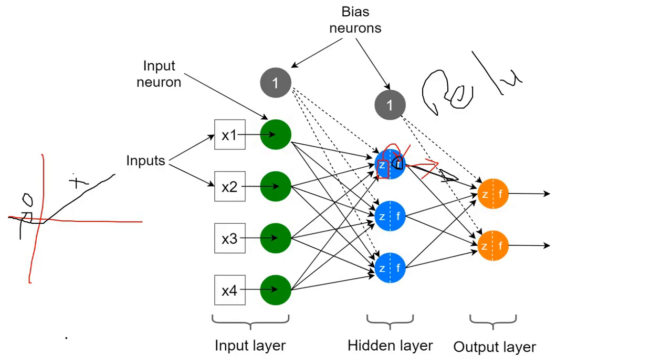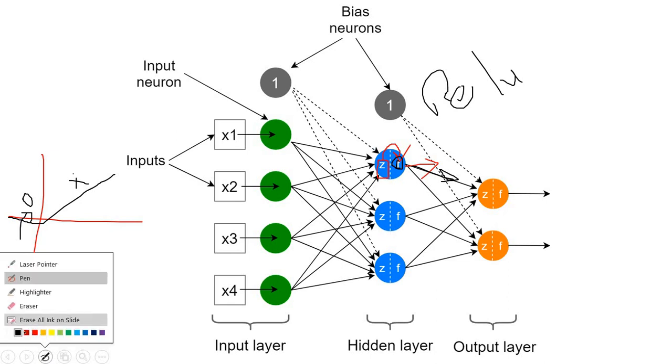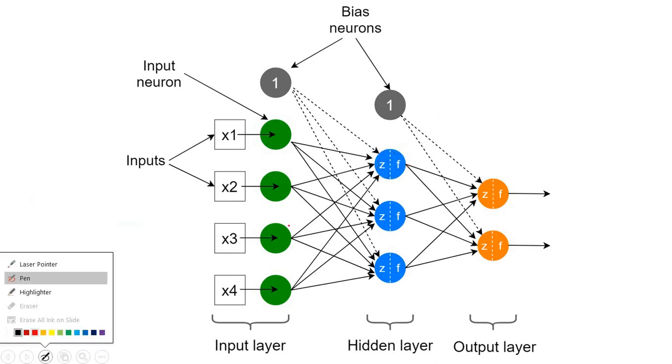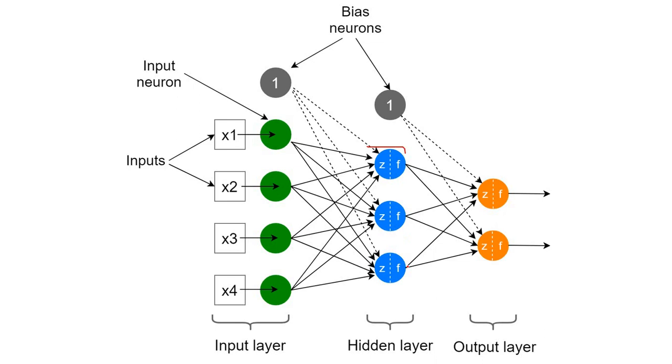Now this part is already calculated, so I will erase these things, and we have produced these outputs. The output here is the hidden output; the hidden layer output is produced based on the input that we are getting. Now we need to calculate the output here.